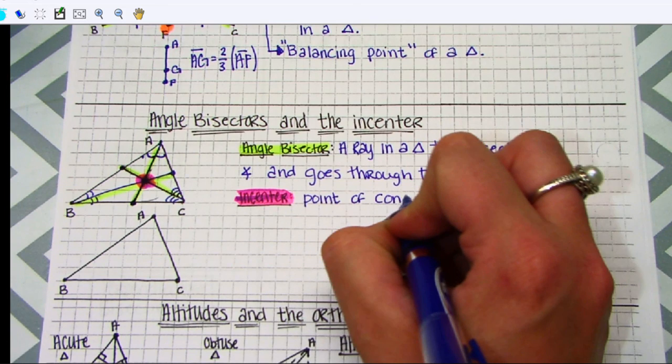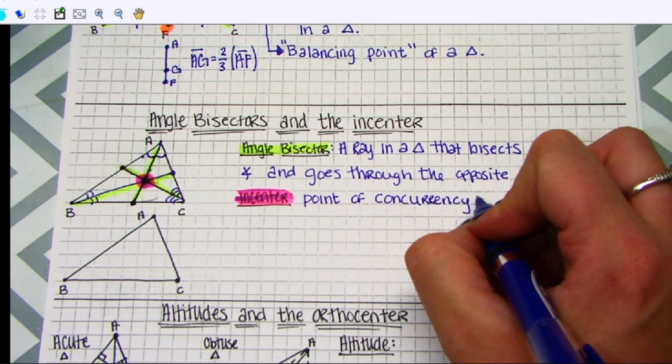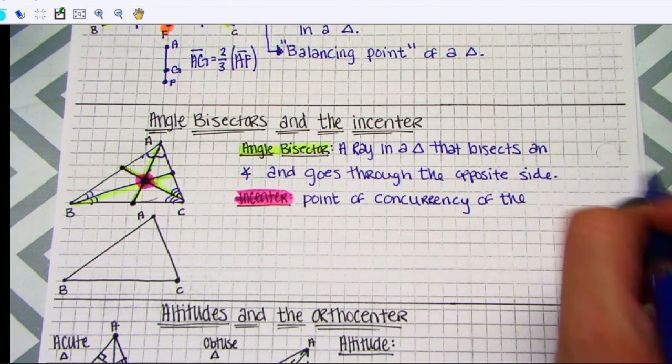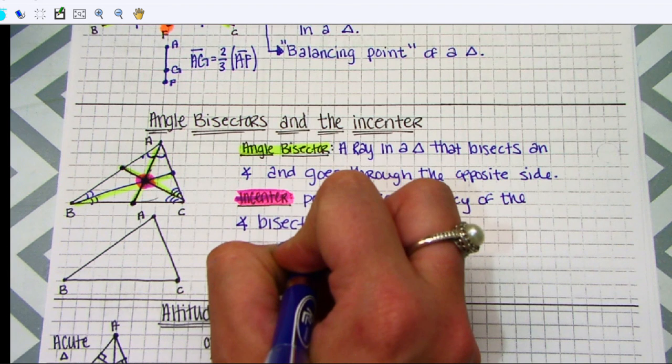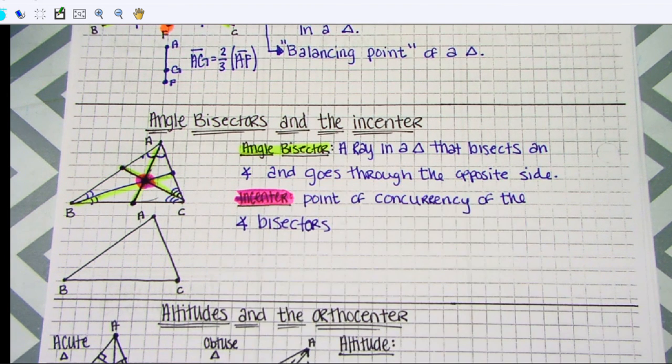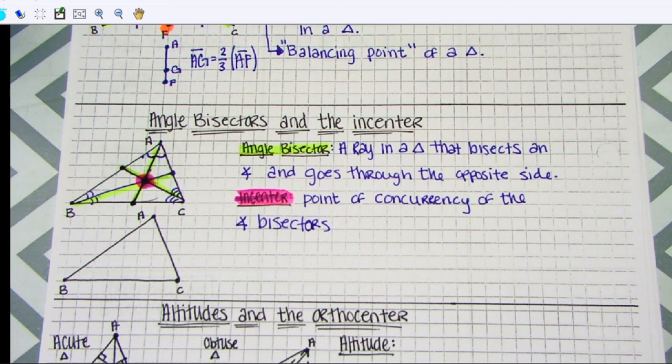Of concurrency of the angle bisectors. And I'm using the symbol for angle so we get practice using it. If you want to write the word angle, you can. But the incenter is where the angle bisectors cross.